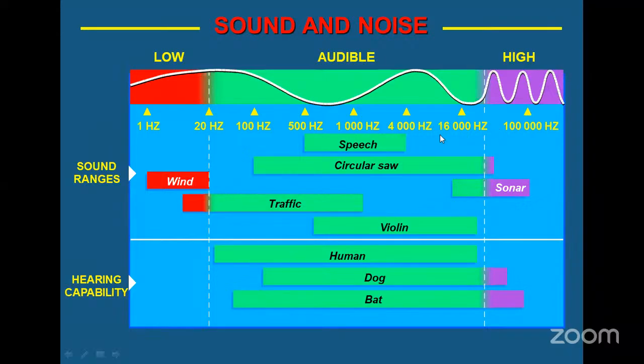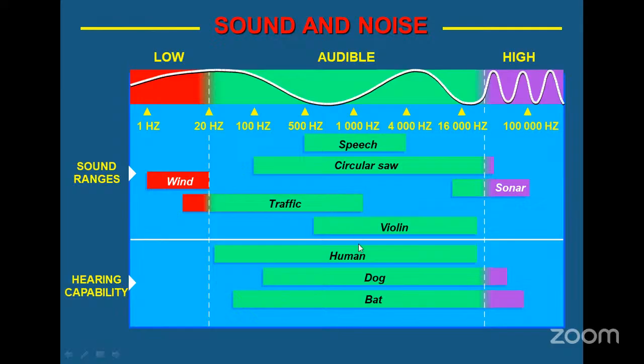We'll see now some sounds with high frequency, whether we can hear them or not. Normal speech is from 500 hertz to 4,000 hertz. For example, some machines, like the circular saw, can start from 100 to more than 20,000, 30,000 hertz. Sonar is a type of sound but high frequency. Our ears can't hear it because it is higher than our ears' capability. Wind is mostly less than 20 hertz, so we can't hear it. Traffic starts from 20 or before 20 up to 1000, so we can hear it.